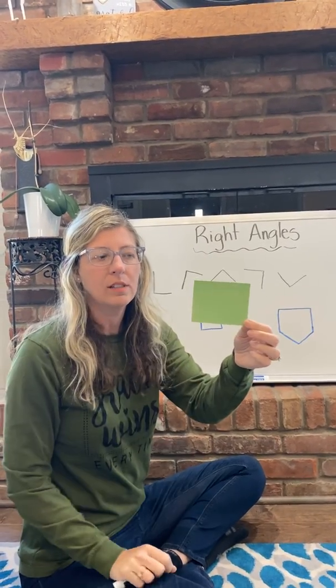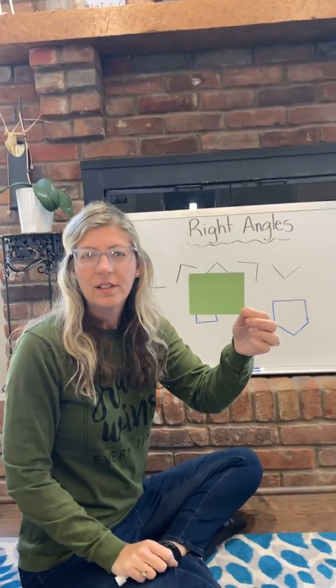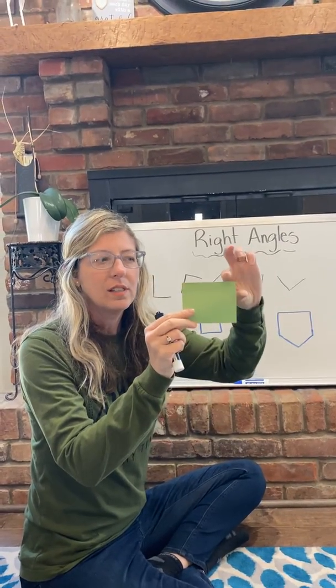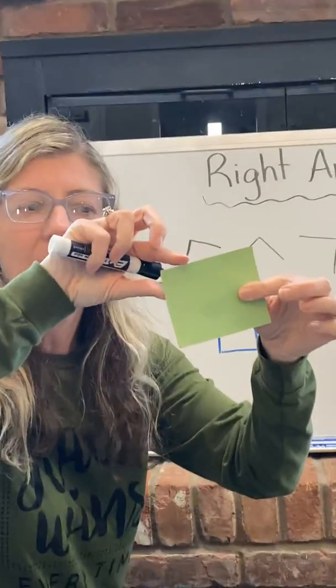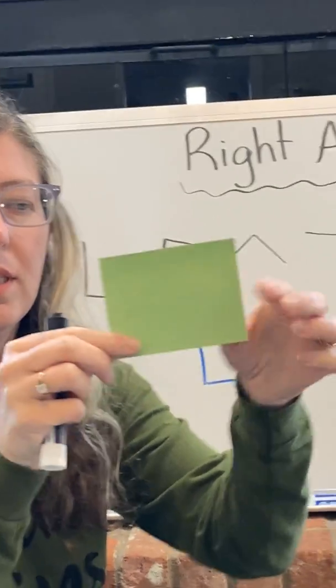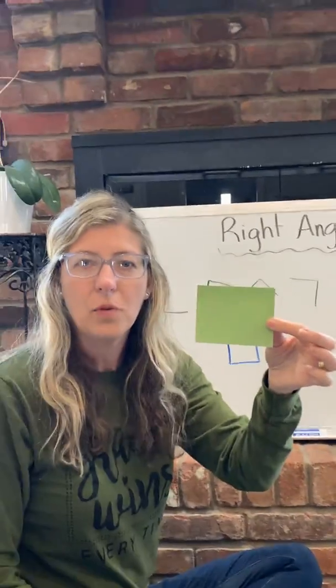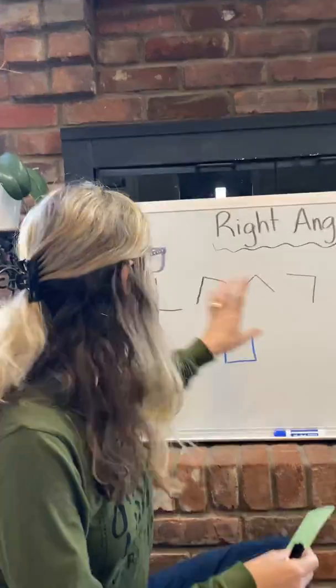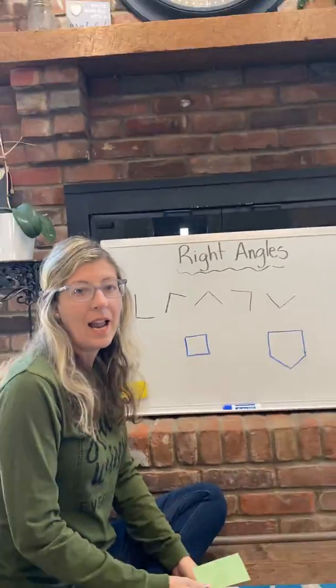How many right angles does this rectangle have? It has 4. This is a right angle, this is a right angle, this one, and this one. So this has 4 right angles. Look at the angles that I have drawn up here on the board. Each of those are actually right angles.